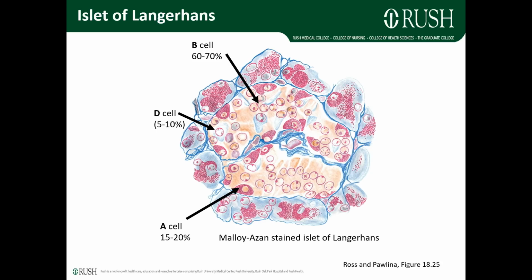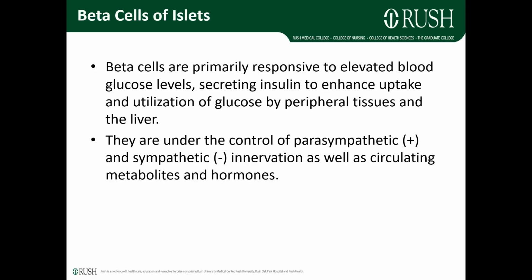This schematic demonstrates the islet composition as well as the spatial distribution of each cell type. Beta cells are primarily responsive to elevated blood glucose levels, secreting insulin to enhance uptake and utilization of glucose by peripheral tissue and the liver. These cells are under the control of parasympathetic stimulatory signals and sympathetic inhibitory signals, as well as circulating metabolites and hormones.